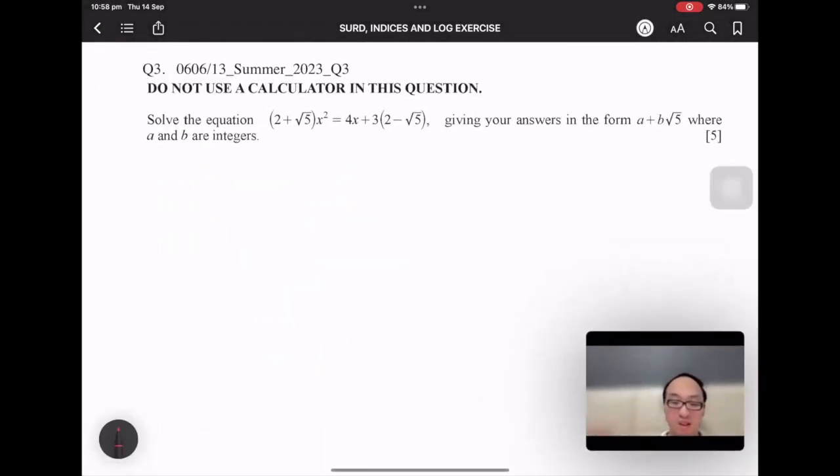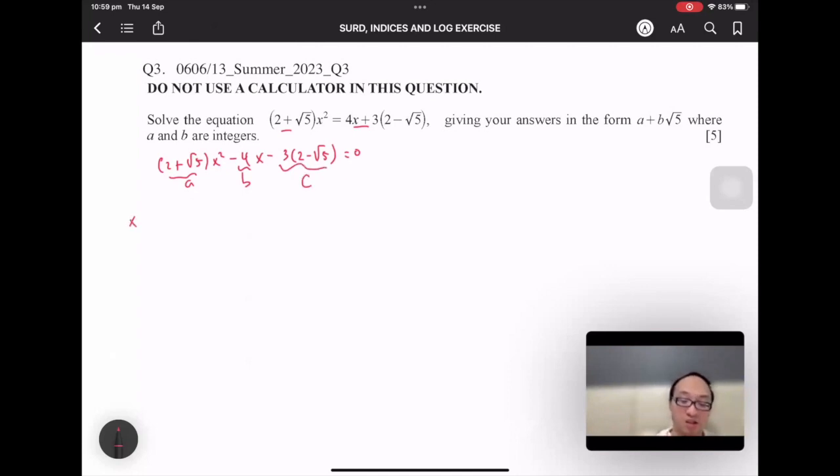Number 3, do not use a calculator, solve the equation, giving your answer in the form where a and b are integers. So we have the quadratic equation here, so we can rearrange first. 2 plus root 5 x squared minus 4x minus 3 times 2 minus root 5 equals 0. So this is A, this is B, and this is C.